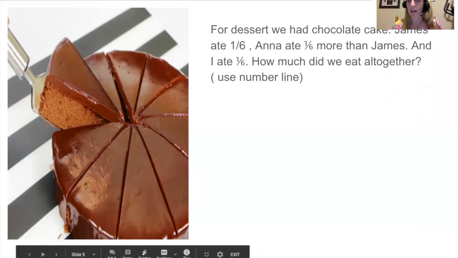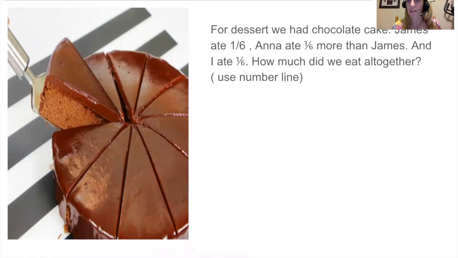So let me put it up top. Read, plan, solve. First, let's read. For dessert, we had chocolate cake. James ate 1/6. Anna ate 1/6 more than James, and I ate 1/6. How much did we eat all together? Use a number line.